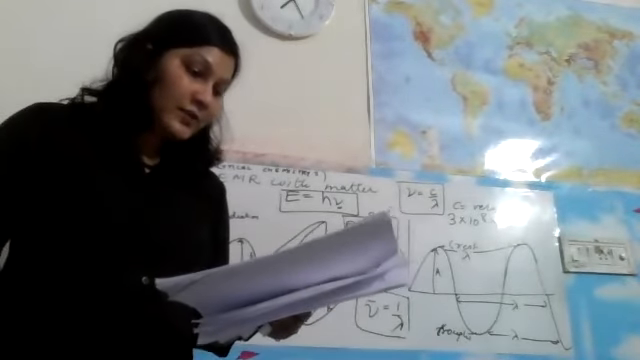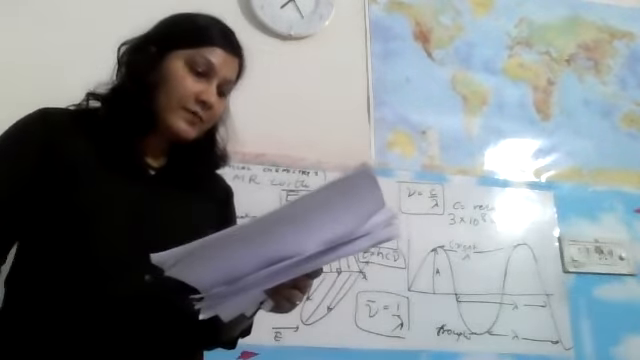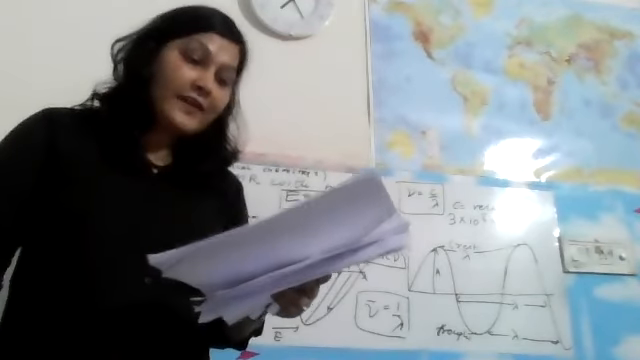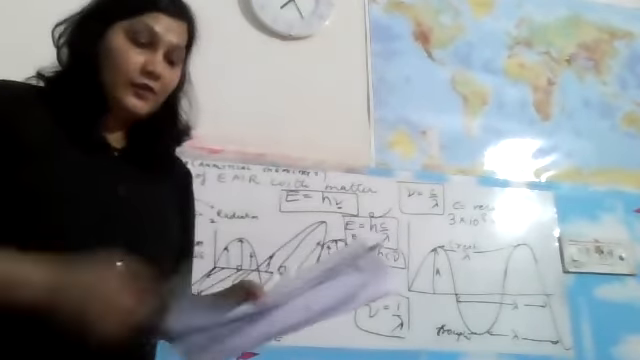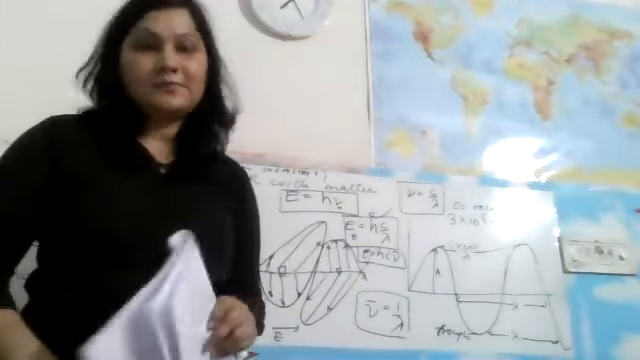Here h, the Planck constant value, has been given. h is equal to 6.626 into 10 to the power minus 34 joule second, and 1 gigahertz, you know, is equal to 10 to the power 9 hertz. You have to answer this question in a class. Till then, thank you.